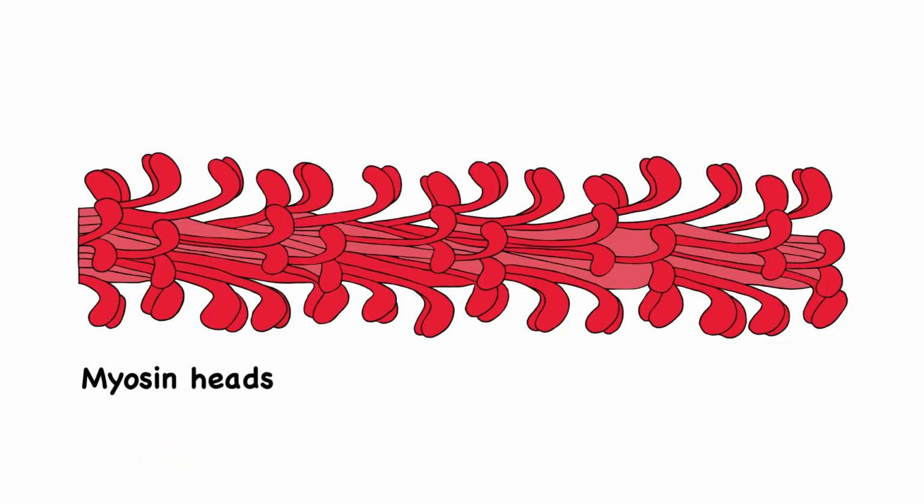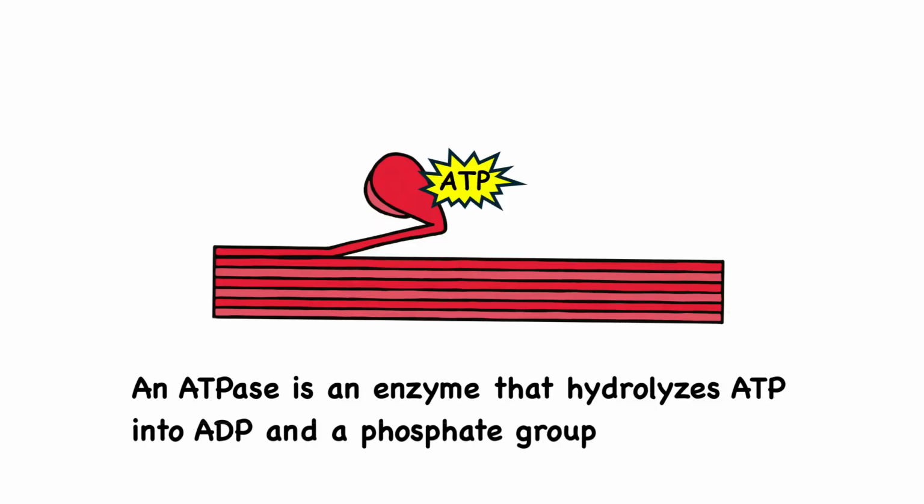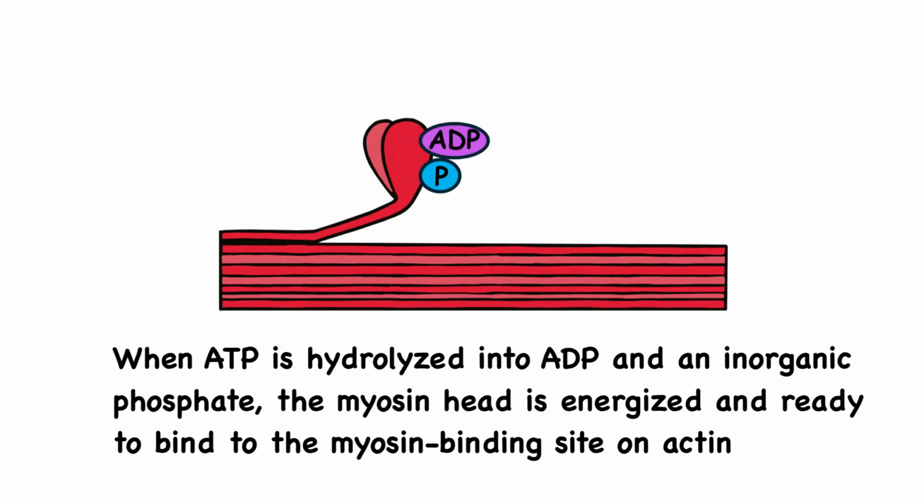Myosin heads are the workers of contraction. Each myosin head has an ATP binding site that functions as an ATPase. An ATPase is an enzyme that hydrolyzes ATP into ADP and a phosphate group. When ATP is hydrolyzed into ADP and inorganic phosphate, the myosin head is energized and ready to bind to the myosin binding site on actin.